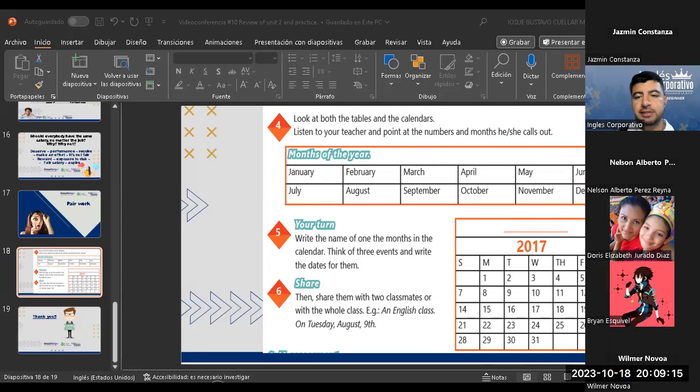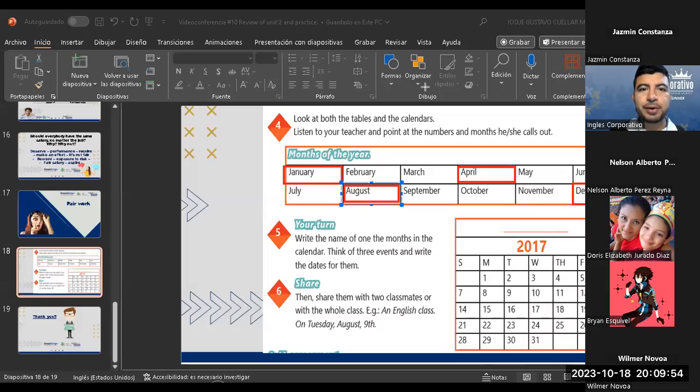Okay, so here we have this. And December, January, April, no, April. In my opinion, these are the most confusing ones. January, February, March, April, May, June, July, August, September, October, November, December. Okay.